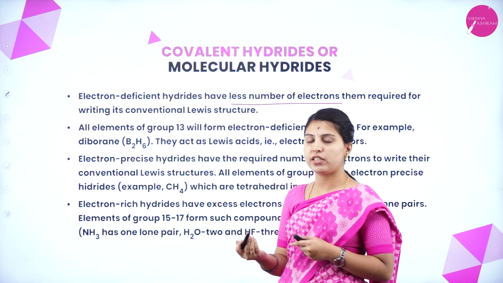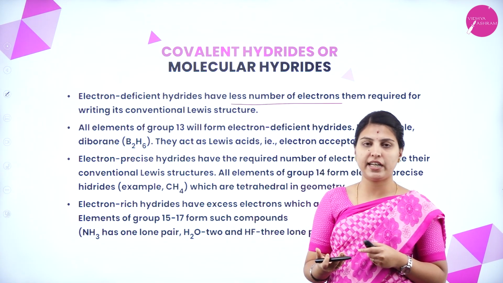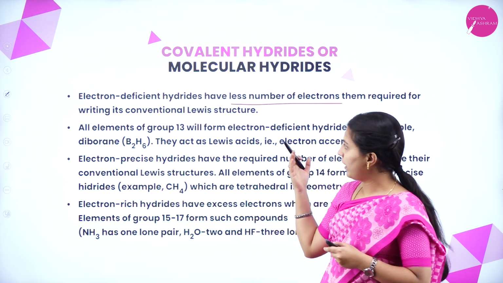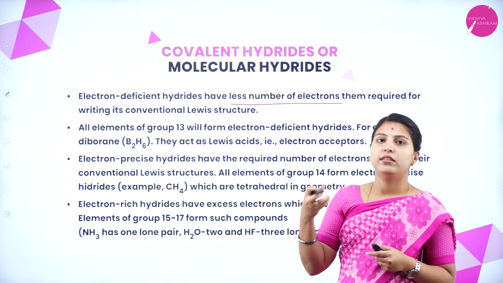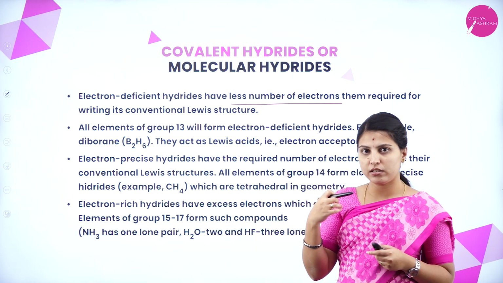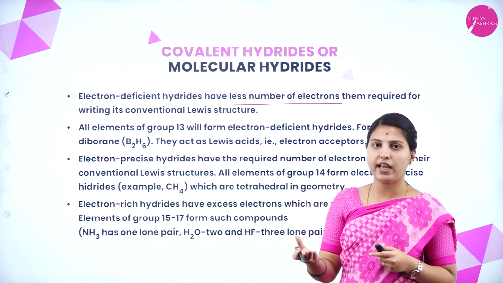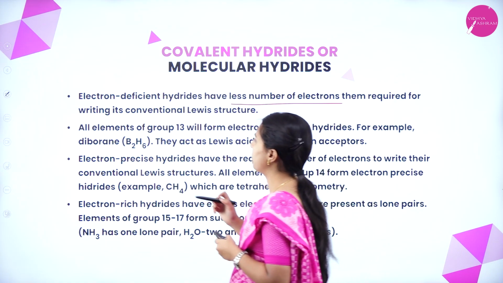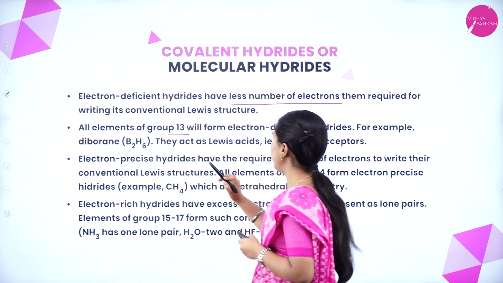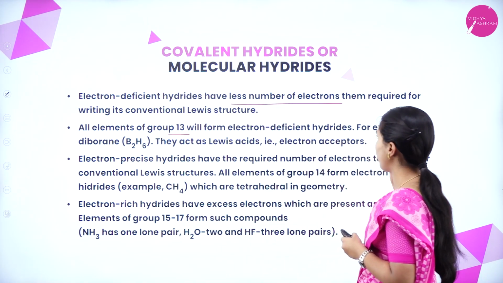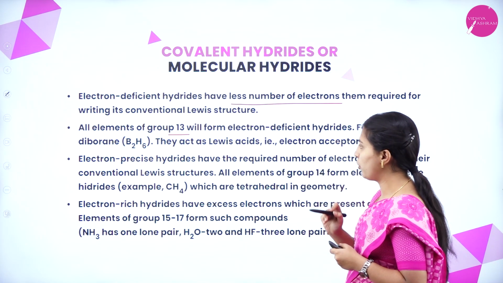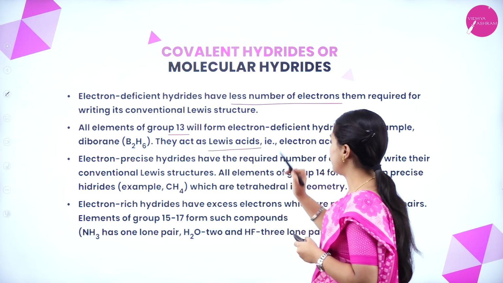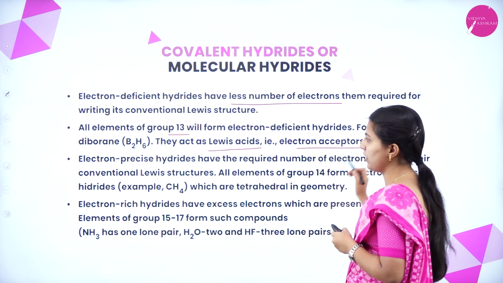To write the Lewis structure, we represent the valence electrons of the element. Electron deficient means that the electrons we have to predict there are not all present, that is, deficient electrons hydrides. All elements of group 13 will form electron deficient hydrides. For example, B2H6 diborane. They act as Lewis acids, that is electron acceptors.